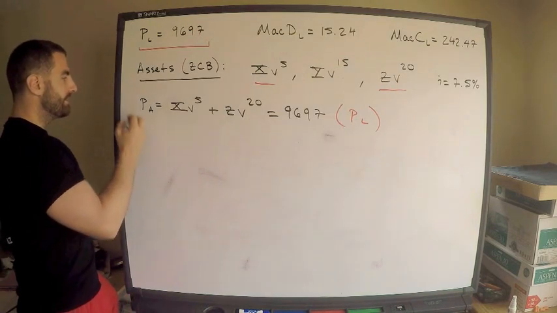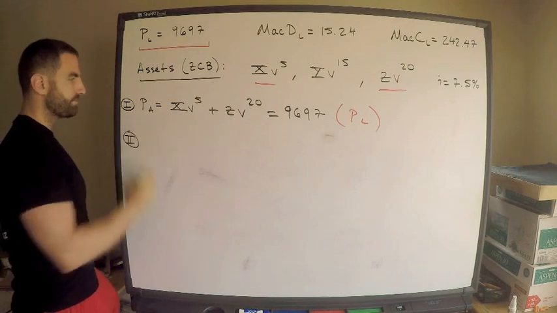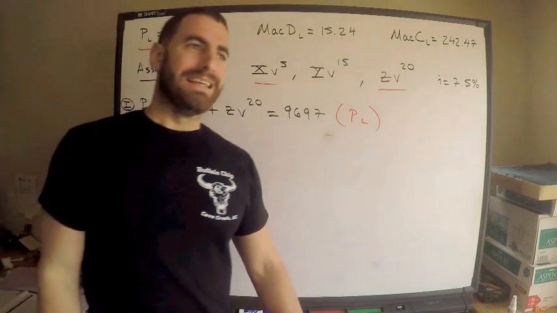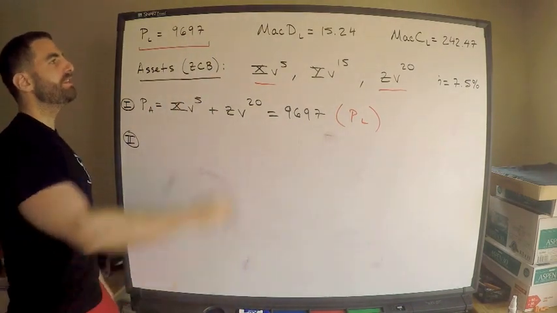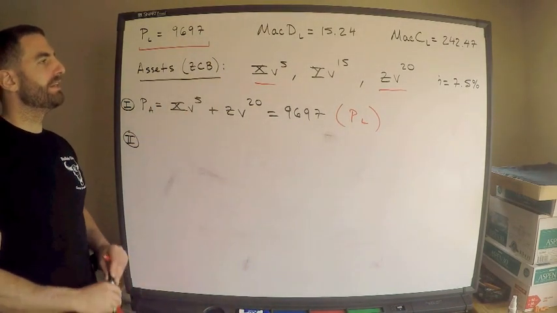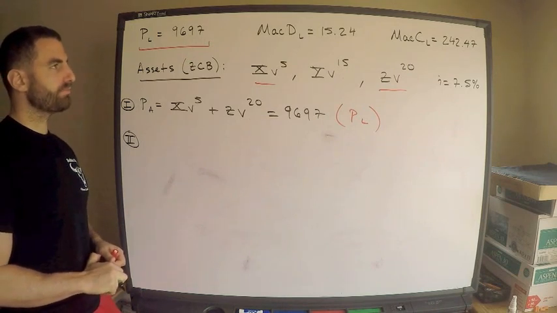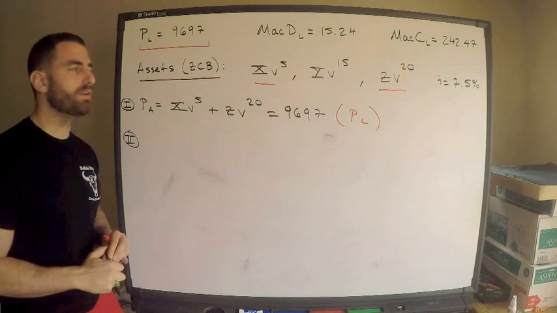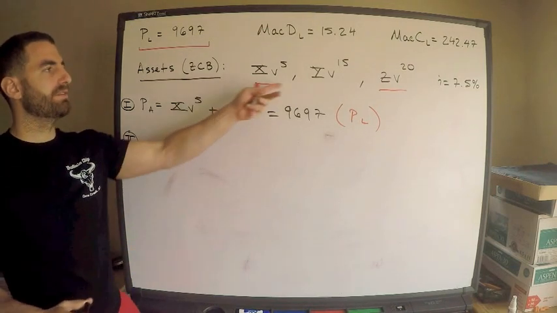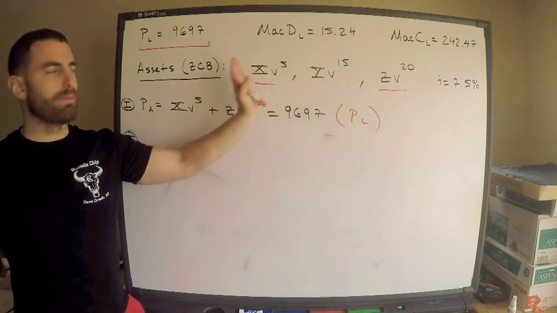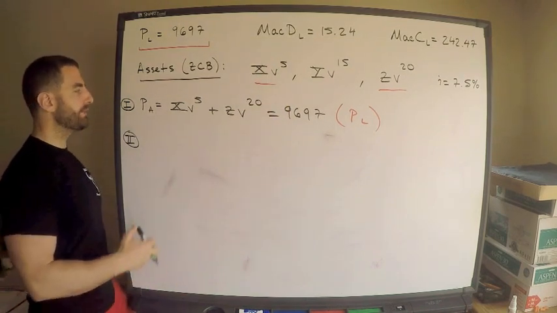The second thing I need is I need the Macaulay duration of the assets to be equal to the Macaulay duration of the liabilities. Now, you may want to think about this as a portfolio duration. It doesn't really matter because we don't know the prices of these anyway. I'm not going to get into that. We don't know the prices of the assets anyway, so I'm just going to do this the usual way.